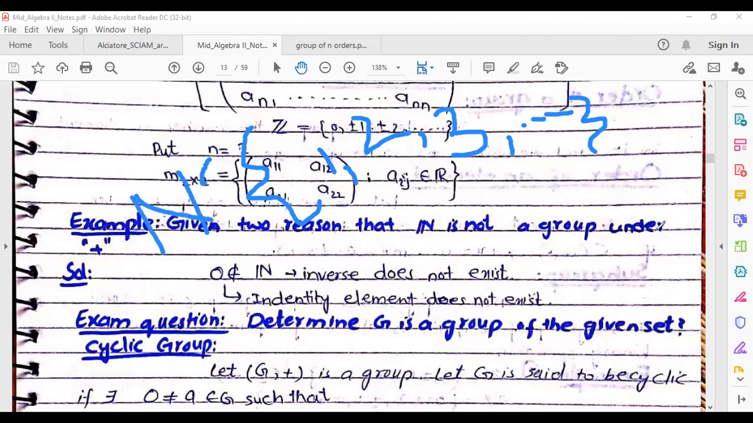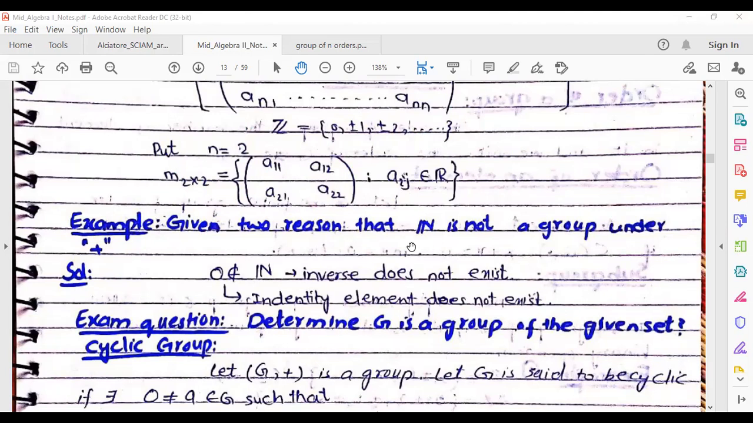Why? Because the binary operation is addition, and under addition the associative property holds, no problem. But you see, under addition our identity is 0, but 0 is not included in that set. That's why our identity is missing here. If the identity is missing, then the inverse automatically does not exist, because identity and inverse depend on each other. So that's why it is not a group. So if someone asks you why the natural numbers are not a group, then you have a clear idea about that.